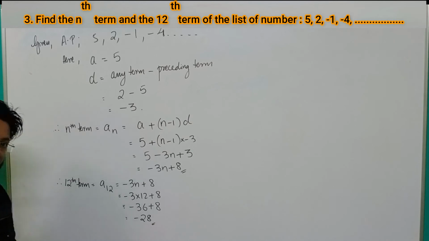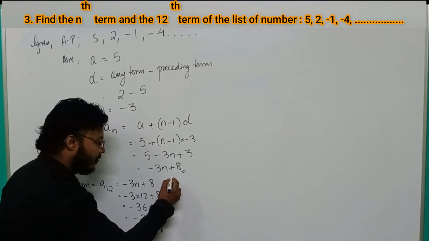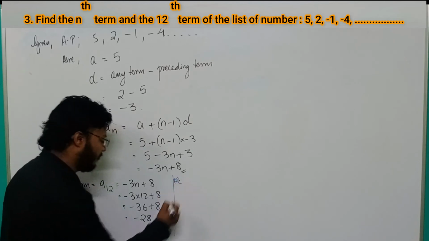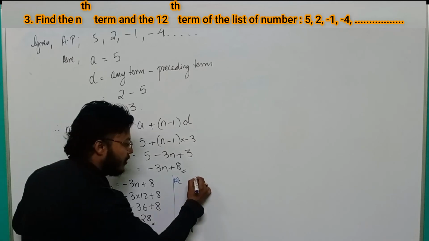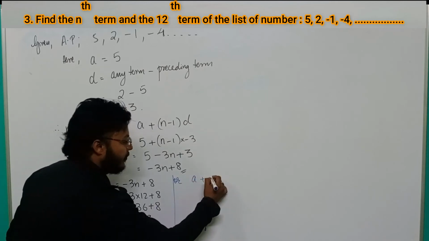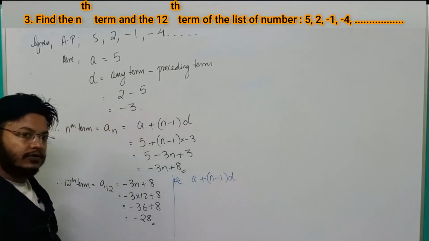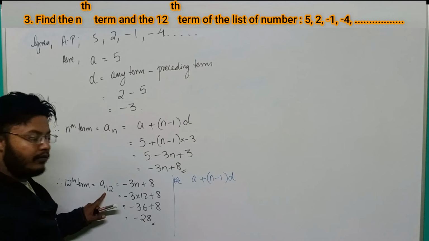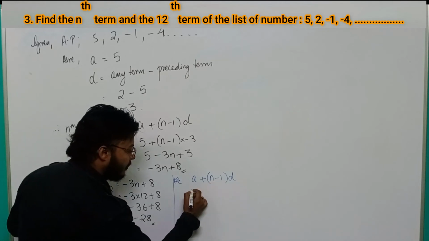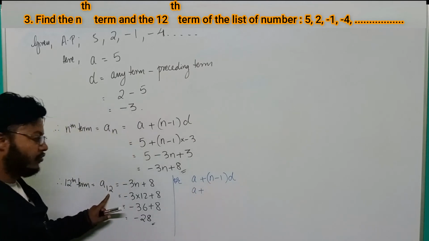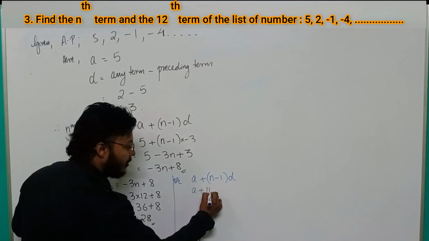So by the formula also you can do it. What is the formula? A12, you know that, a plus n minus 1 d. So you can use this formula also. Instead of n, what do you have? 12. So I can write a plus 12 minus 1, which is 11 d.